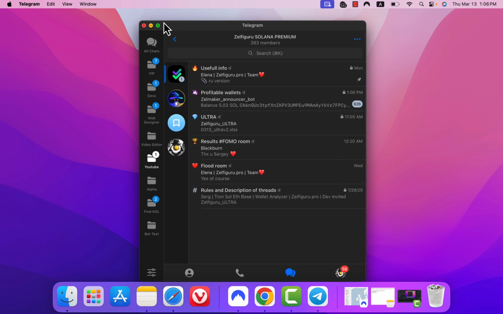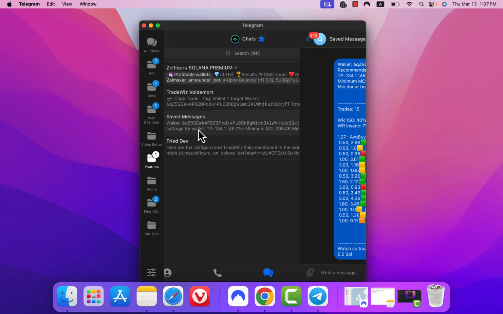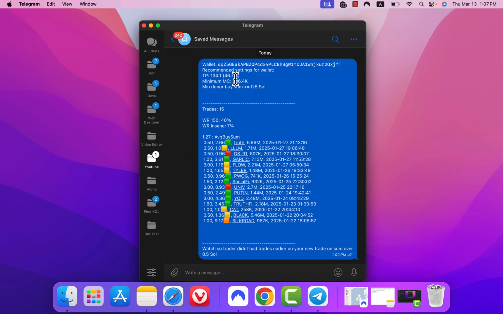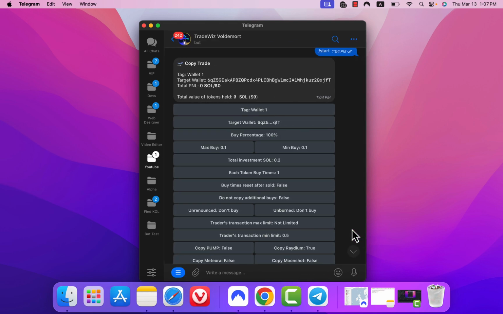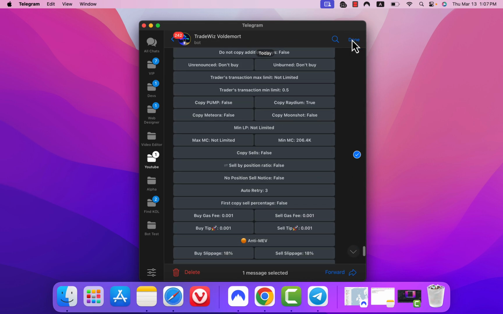For example, for the wallet that I want to copy trade, you can see the settings in here. The minimum buy should be 0.5 SOL, the minimum market cap should be 206, and the TP should be 34% profit. So I'm going to use all the settings in here. For the minimum buy, you can see I set this at 0.5 SOL. This will change in different wallets.